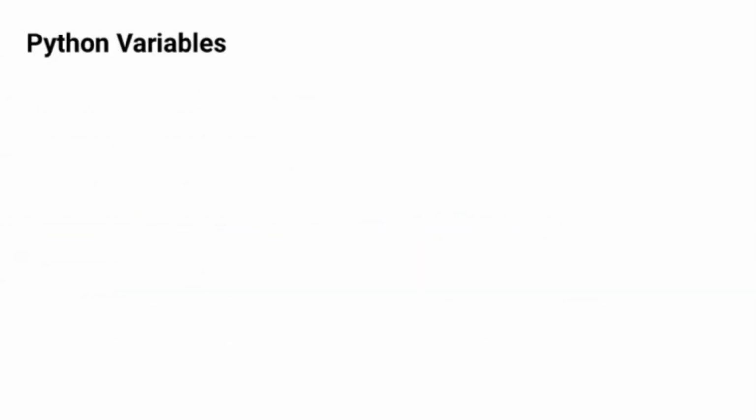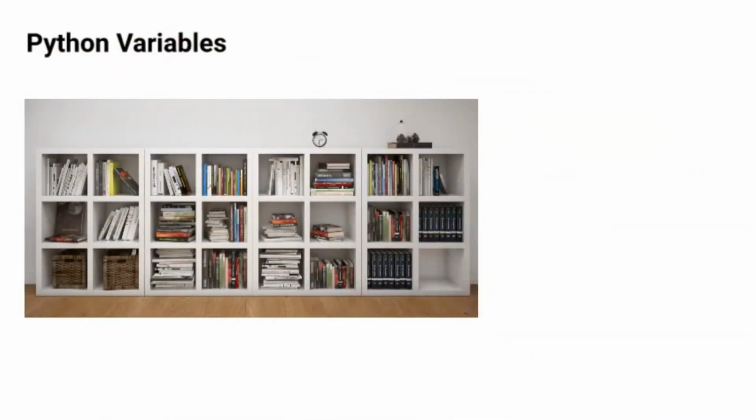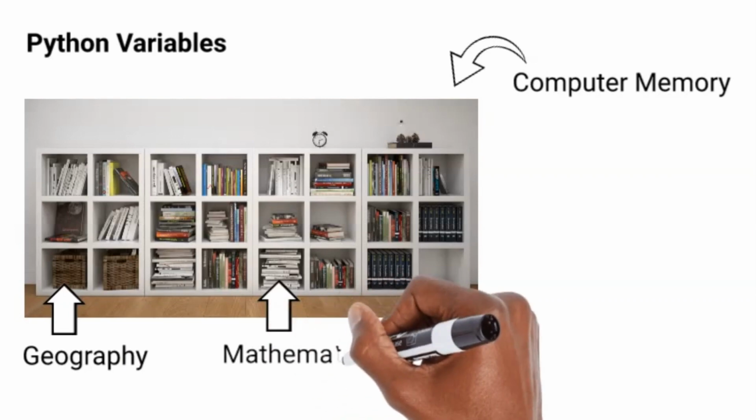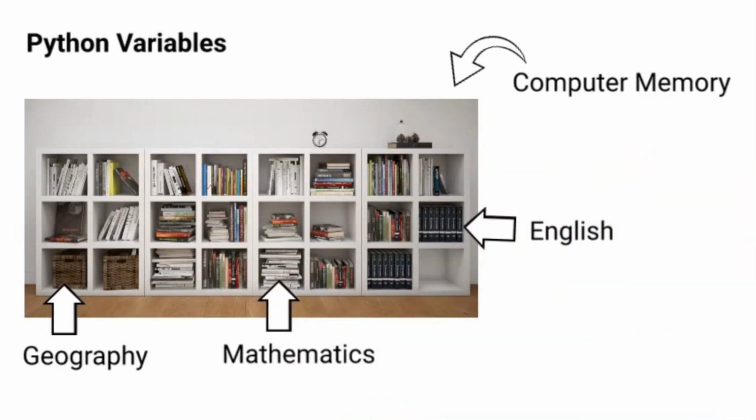So to explain better what I'm trying to show you, let's assume that a computer memory is this library shelf, right? Like the shelf that you see in your library, let's assume that this is computer memory and you want to store data in it. So the library shelf, as you can see here, has different boxes that you can use to store different subjects. You can use a box to store geography, one for mathematics, one for English, and all of that.